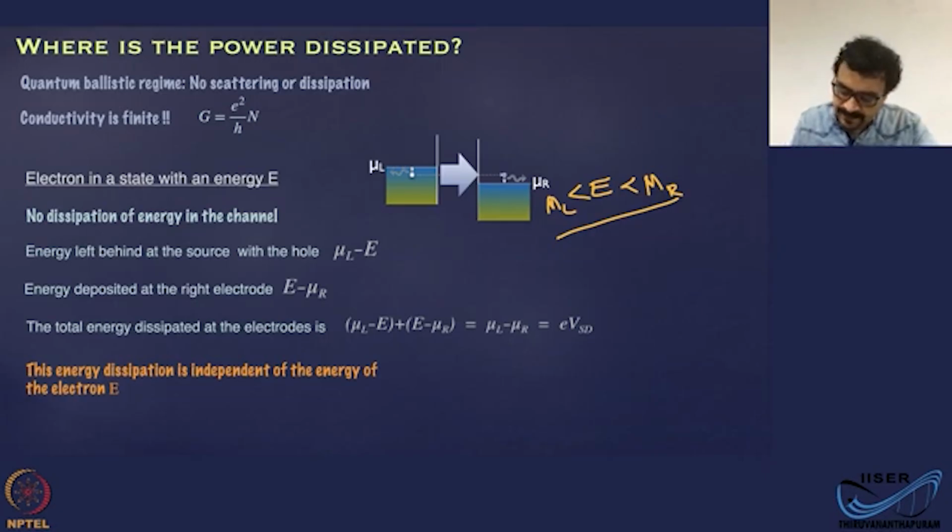So the energy left behind at the source lead, or source side, by the hole which is left behind with the electron: when the electron moves from the source side to the drain side, it is going to leave a vacancy there, it's a hole. And the energy left behind is μL minus E, because for the hole, the lowest energy is actually the top, or the μL level.